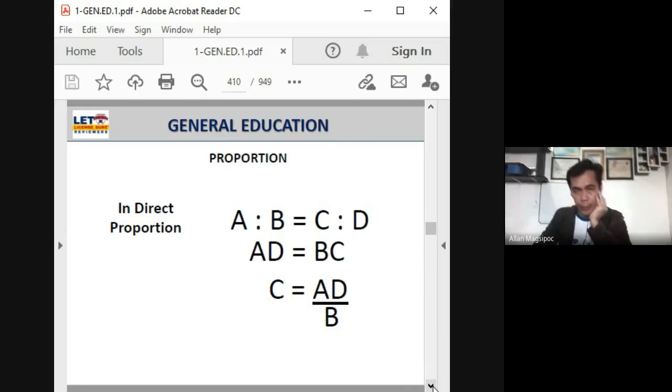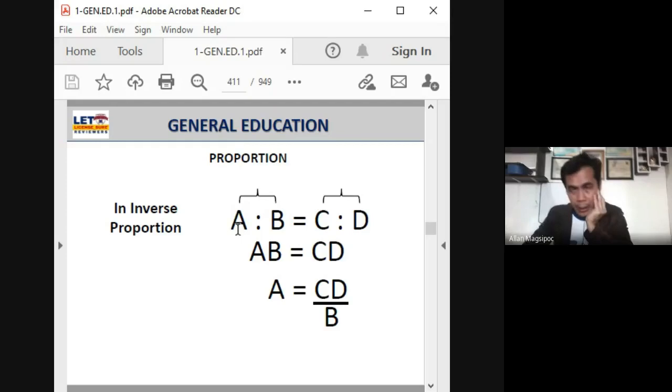Okay. How about inverse proportion? Earlier, for direct proportion, we multiply the extremes with the means. This time, for inverse proportion, we multiply the variables in the ratio itself. For inverse, I have to understand the word problem, whether it is inverse or direct proportion. So let's say, for example, you identify it as inverse proportion. So A times B is equal to C times D.